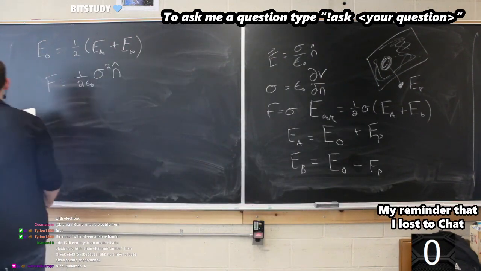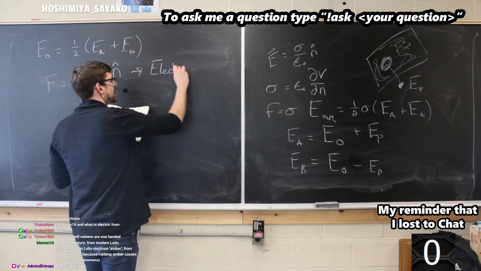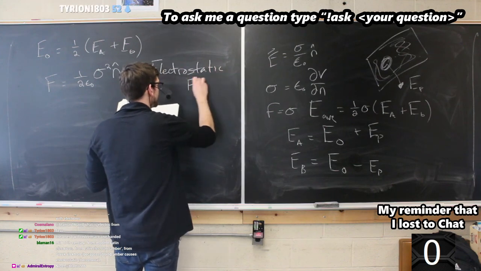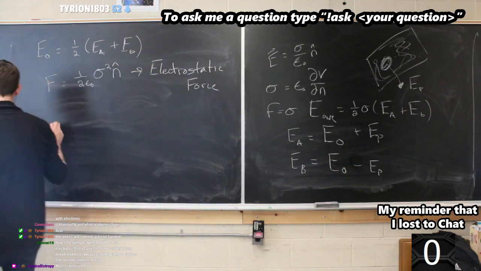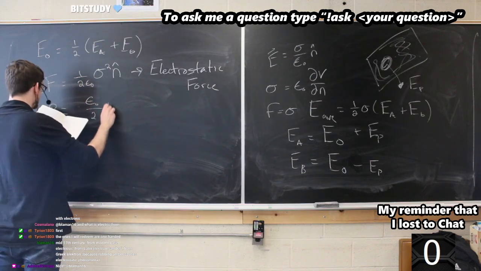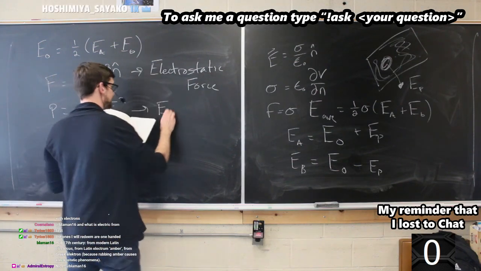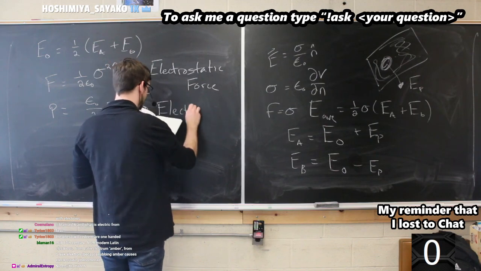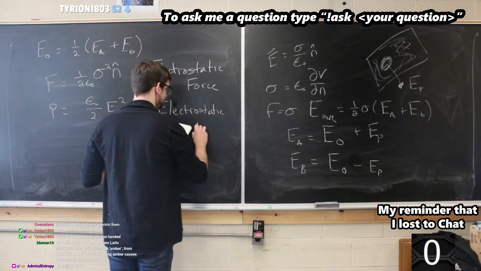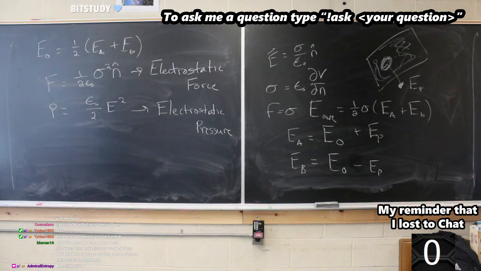And then I think this is nice. We do this on purpose, so we'll call this the electrostatic force. And then, of course, if we have a force, we can talk about electrostatic pressure, which is just going to be epsilon naught divided by 2 times E squared. This simply comes from taking force, which is pressure times area, and working that out.